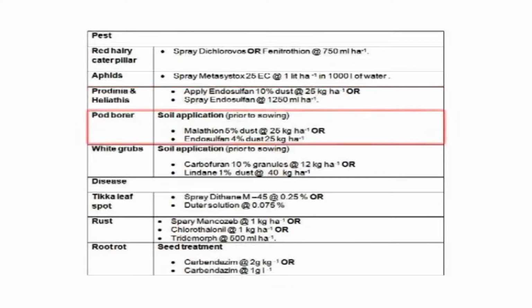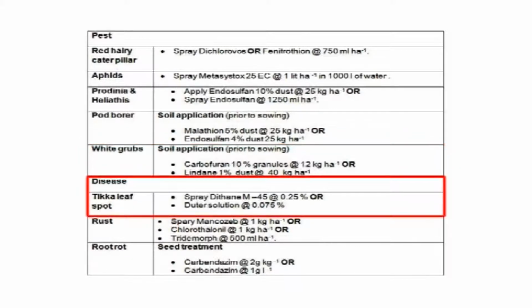Then for pod borer, soil application, that is prior to sowing, we can dust malathion 5% at the rate of 25 kg per hectare. Then in case of white grubs, soil application, that is prior to sowing, carbofuran 10% granules at the rate of 12 kg per hectare.